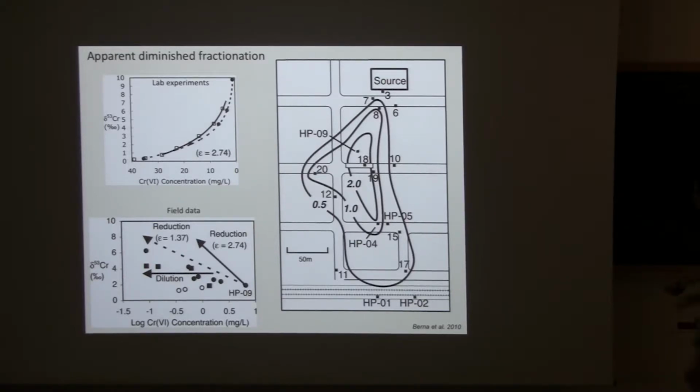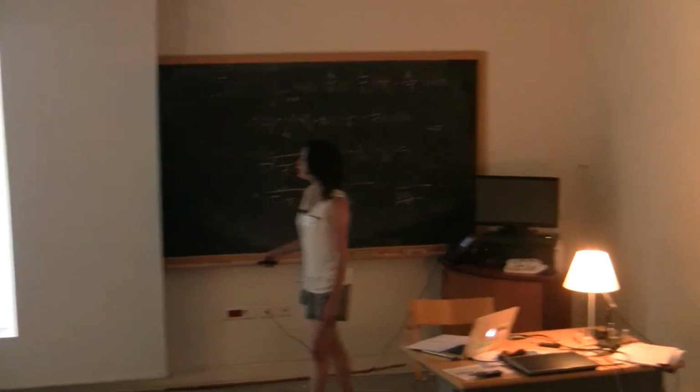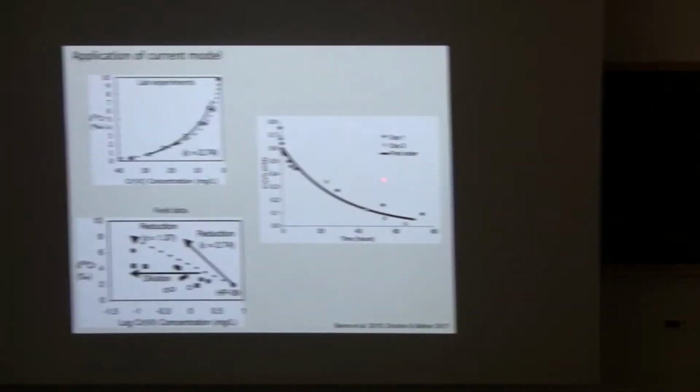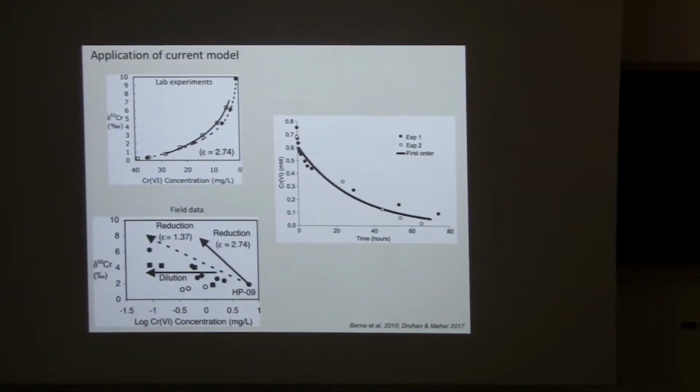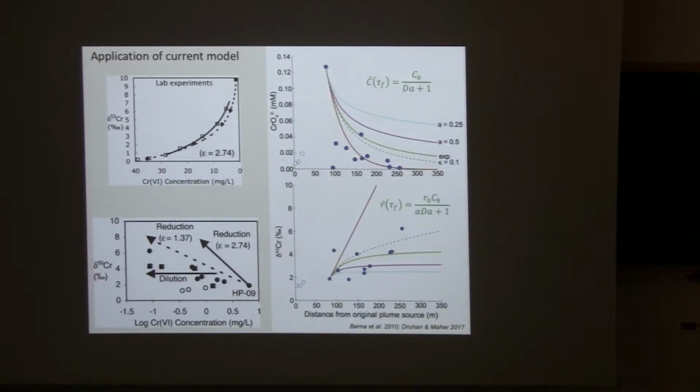And so they said, we think we're preferentially sampling fast flow paths. We think we're not seeing a uniform system, but we don't know. Conclusions and future work, and off it went to publication. And so we were able to come back a few years later, take the rate constant from the laboratory studies and put it into these new models.